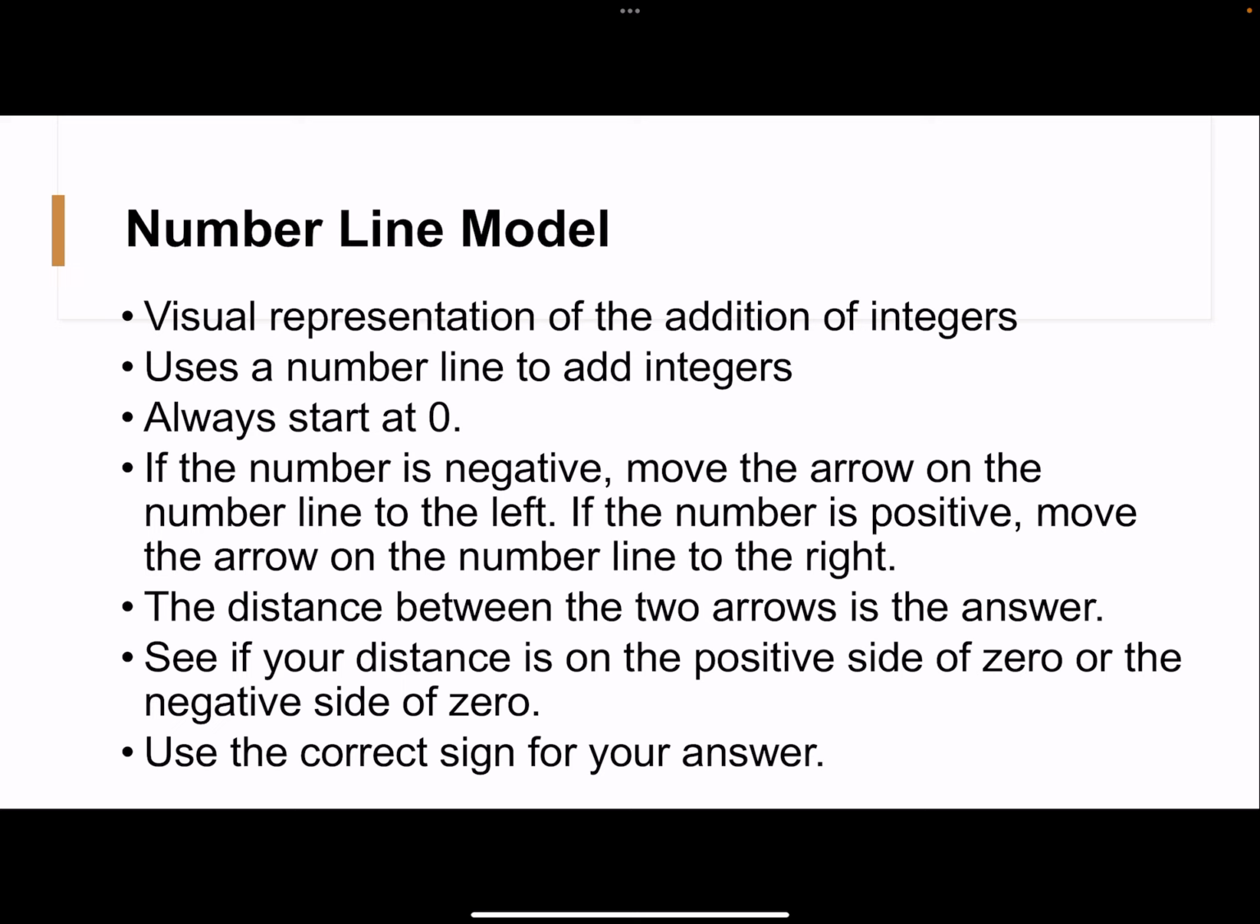If our first number is negative, then we're going to move on the number line that many spaces to the left. If the number is positive, we're going to move that many spaces to the right. The distance between those two arrows is going to be the answer of our problem. And when you're looking at the distance, you're going to see on which side of 0 that number is. If you're on the left side of 0, your answer is going to be negative, and if you're on the right side, it's going to be positive. Very important that you emphasize about the correct sign.